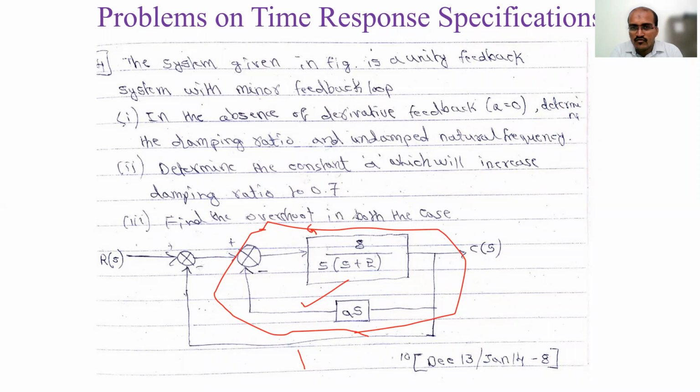The third question is to find the overshoot in both cases. You can do a comparative study here: if you have A and if you do not have A, what is the difference in peak overshoot? Peak overshoot completely depends on the zeta value, the damping ratio. In the first case, you will find the zeta value here, and for that zeta value you find the MP by substituting in the formula. In the second case, they have given zeta value 0.7 directly, so you just put it in the formula and calculate again.